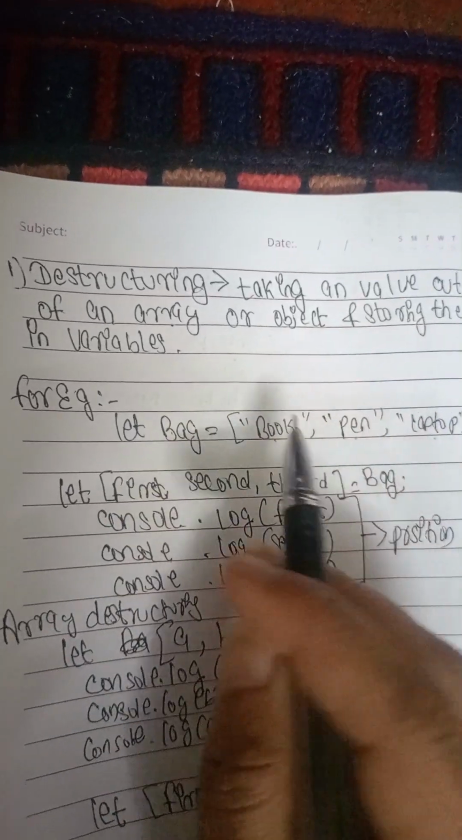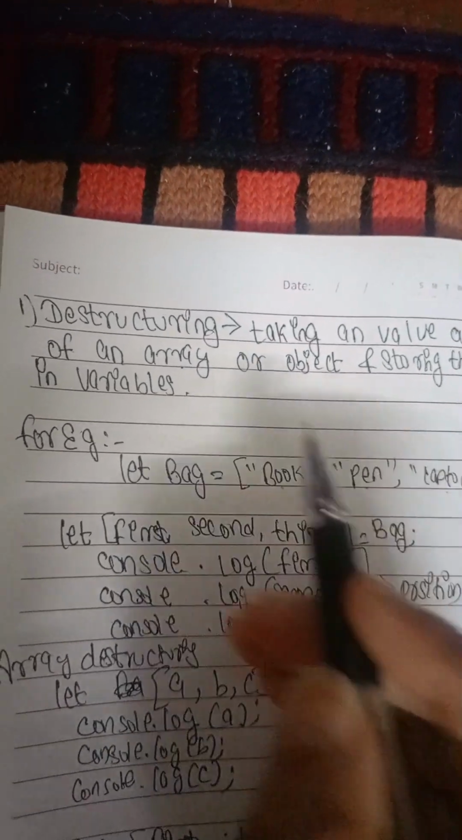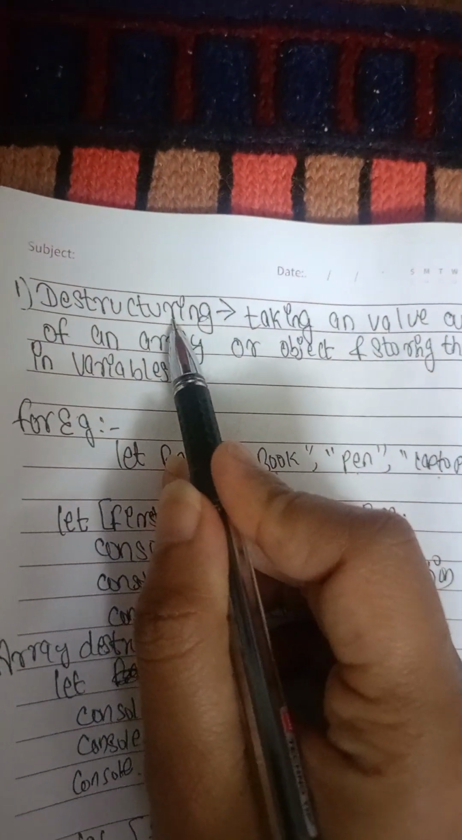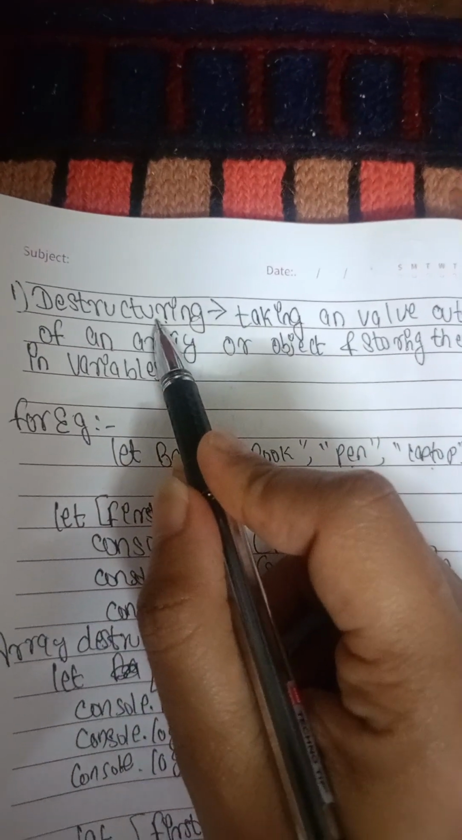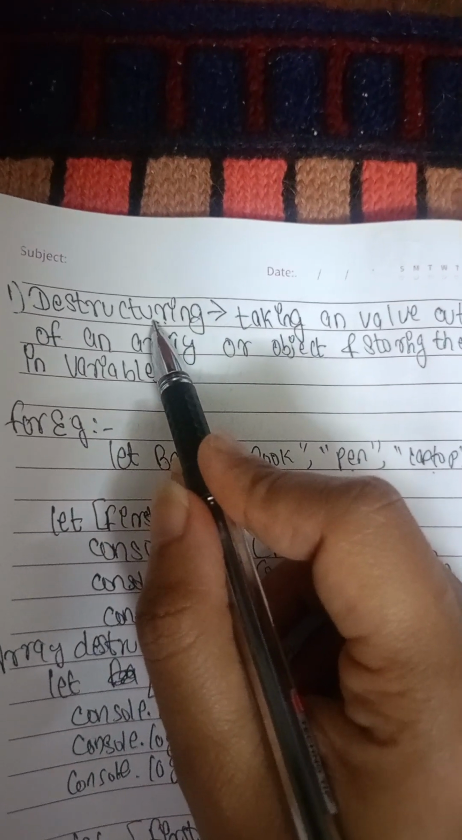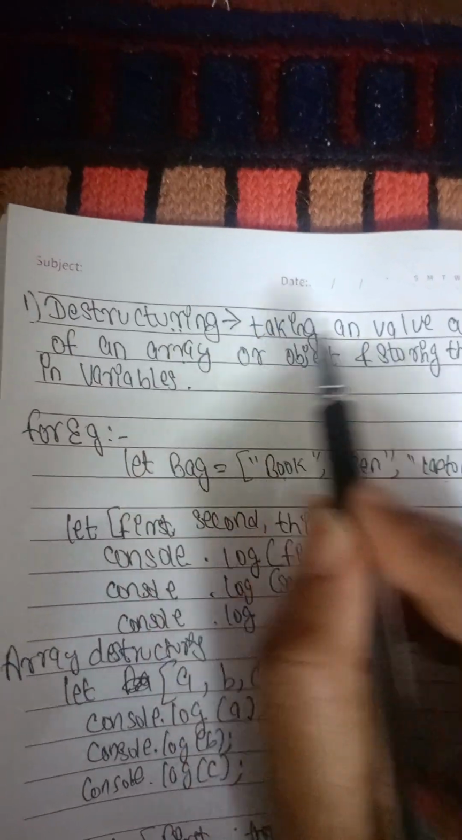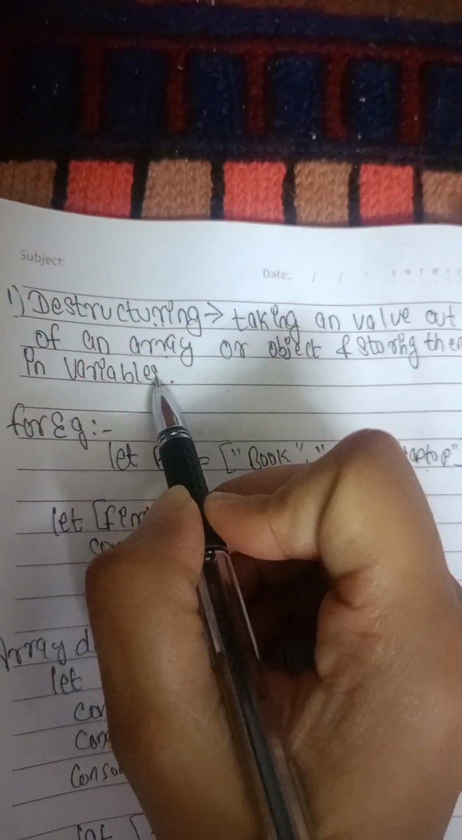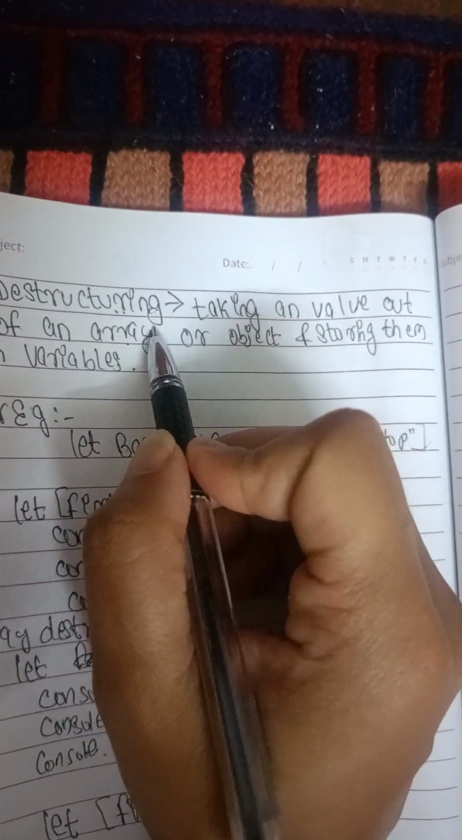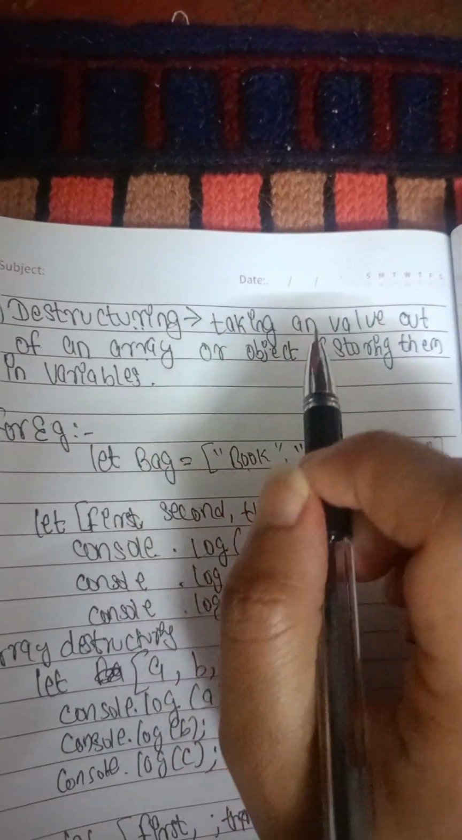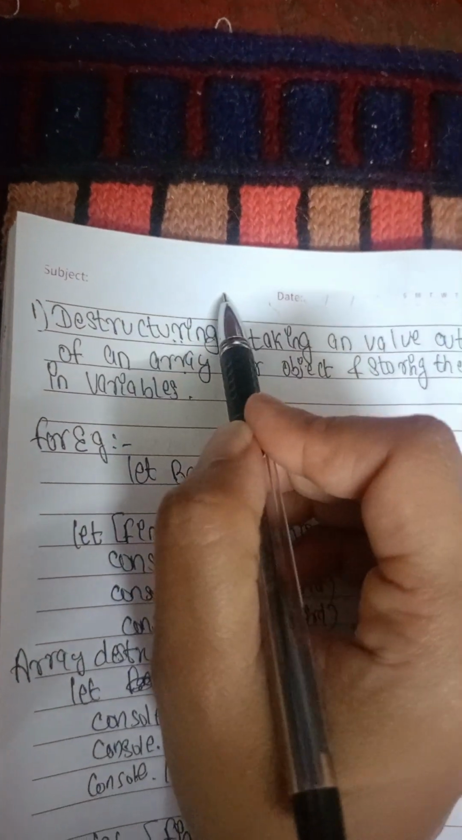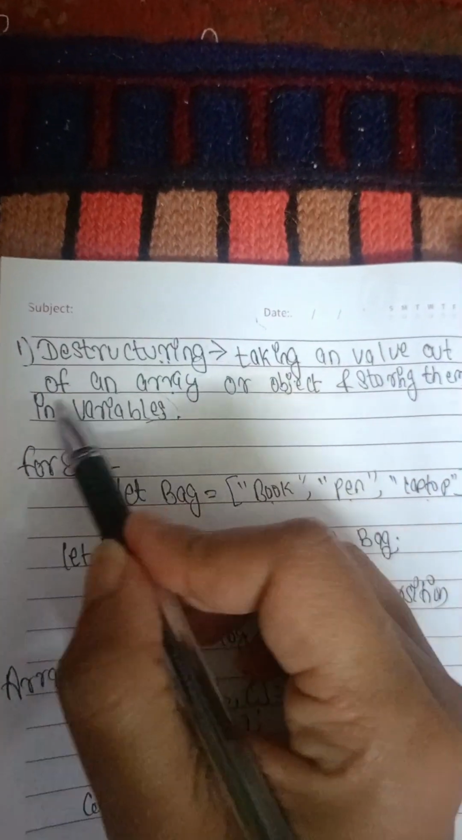Okay, let's check out our new topic today. We have destructuring, so we are going to discuss destructuring. Destructuring basically means taking a value out of an array or object and storing them in variables. So what does this mean? Array means a position, object means a value. So it is going to take out the positions and a value and store them in variables.